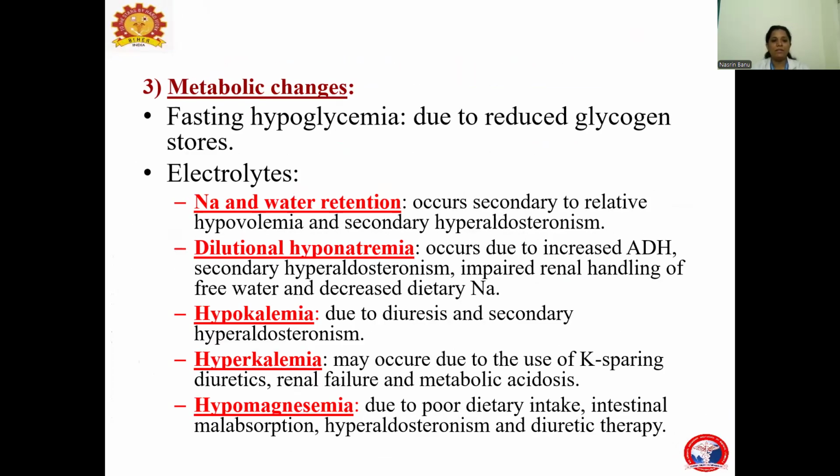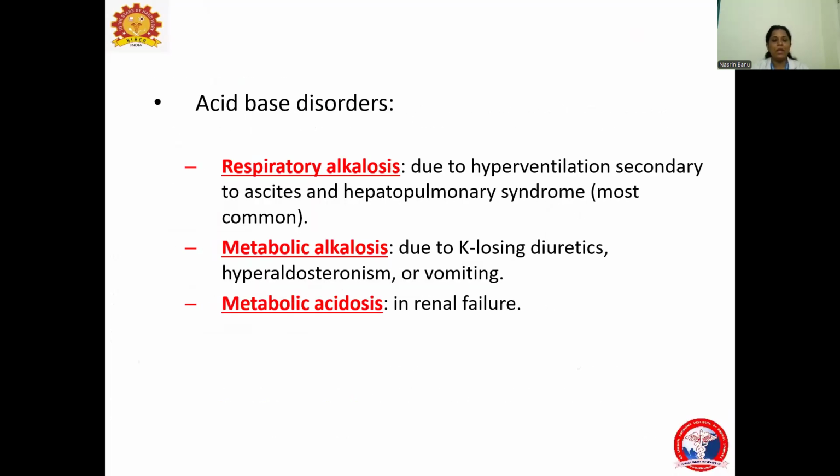Metabolic changes: fasting hypoglycemia, due to reduced glycogen stores. Among the electrolyte changes, you see sodium and water retention. It occurs secondary to relative hypovolemia and secondary hyperaldosteronism. Then there is dilutional hyponatremia, there is hypokalemia, there is hyperkalemia also, and hypomagnesemia is also seen. If you see the changes in the acid-base disorders, it can lead to respiratory alkalosis.